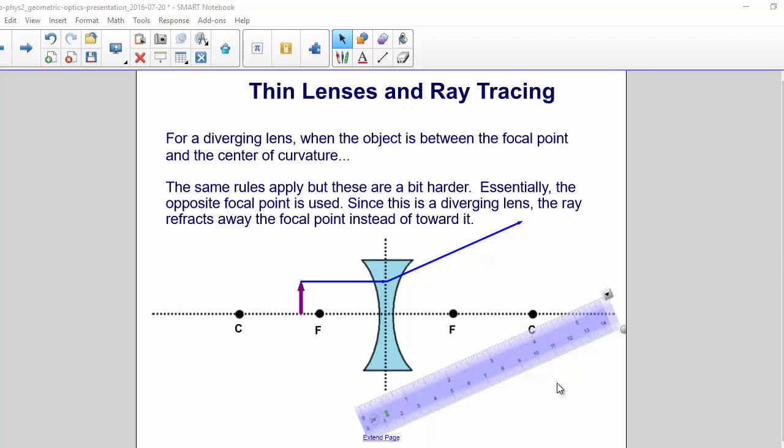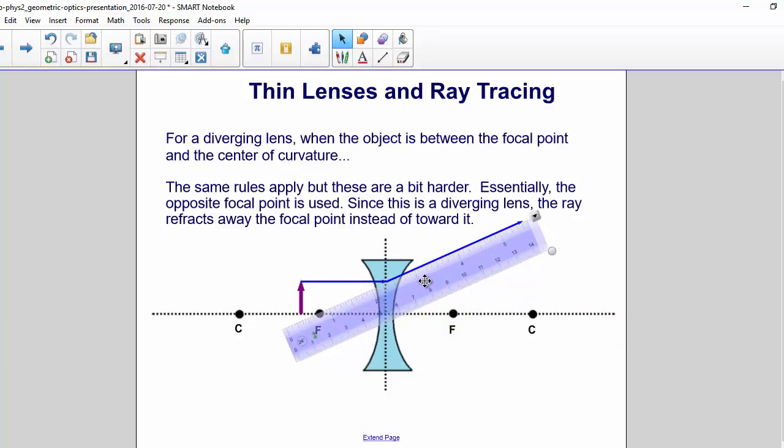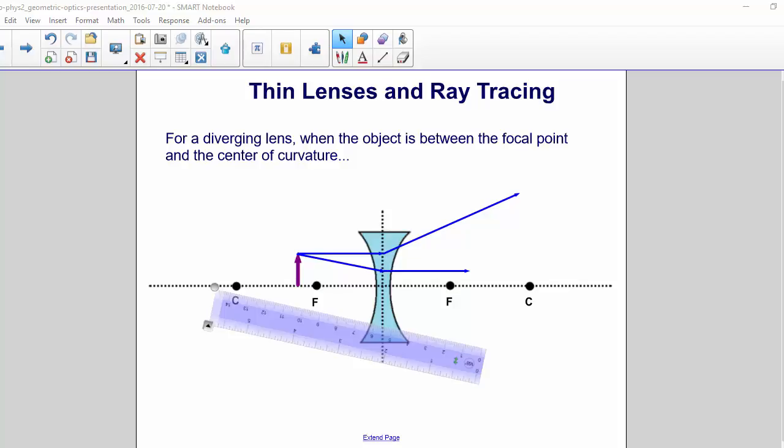So we need to use a ruler and line it up. Now the first one travels parallel, and then it diverges away from the focal point. So you line up a ruler with the focal point and the spot where the parallel ray hit the center. The next ray goes through the focal point. The next ray goes towards the focal point and then diverges parallel to the central axis.